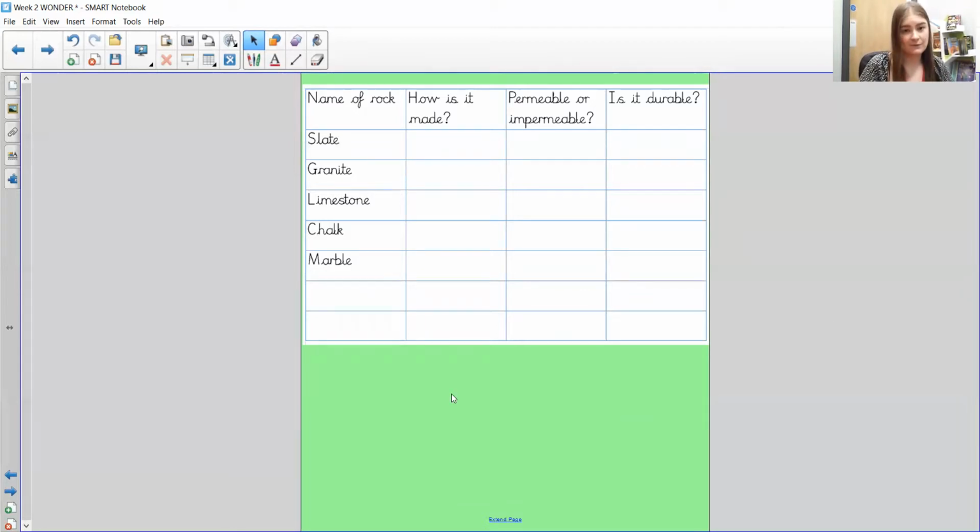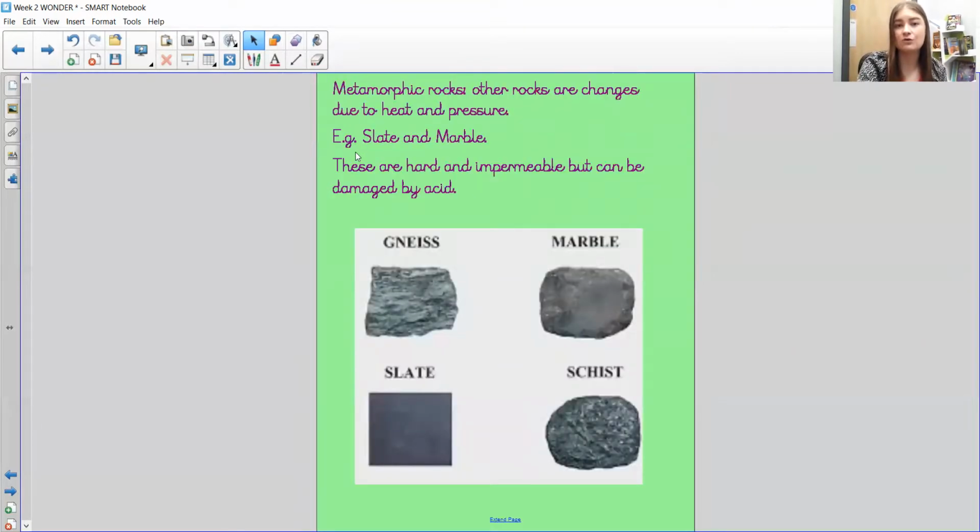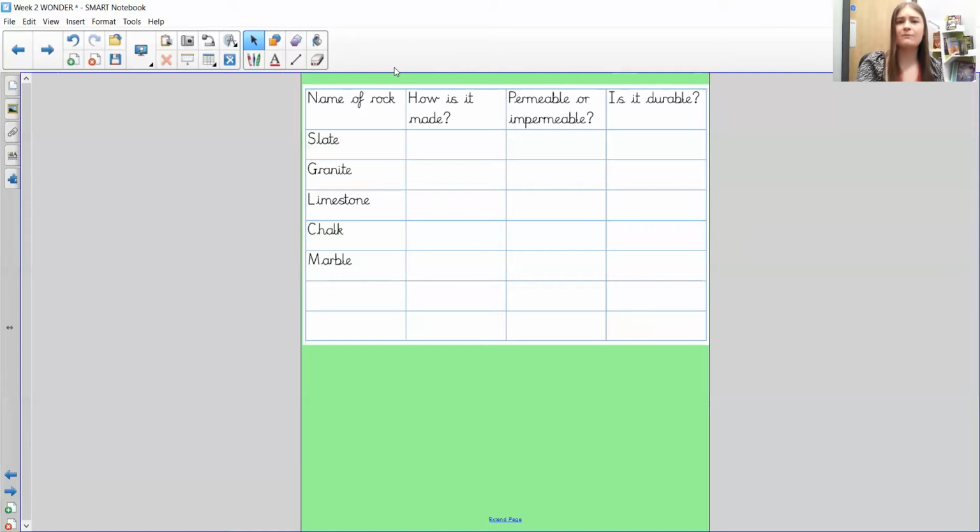So it gives you the name of some rocks, and there are gaps so that you can research further rocks if you want to. And then there's a column that asks, how is it made? Now in this column, for example, slate. You can look in your notes or you can look back through this video and we can see that slate is a metamorphic rock. So in this box, you can put metamorphic, or you can describe how metamorphic rocks are made. So I could put metamorphic, or I could put a rock that was changed due to pressure or heat. Okay, so it's up to you what you want to do.